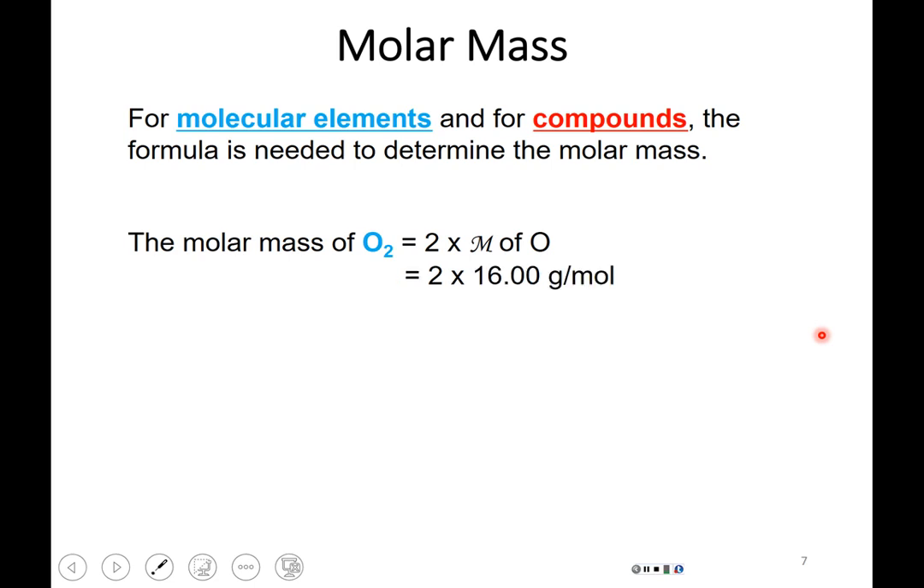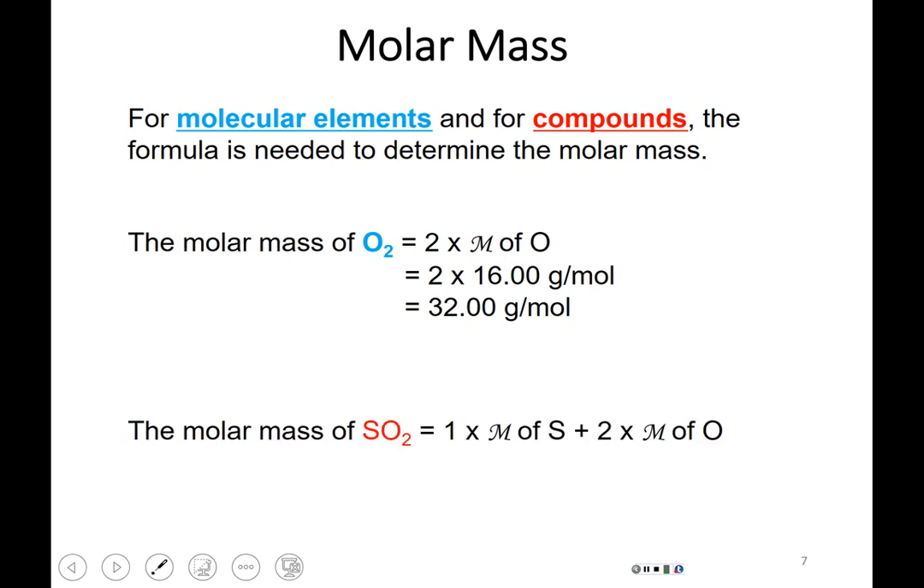Right? And if you look at the periodic table, you see that the atomic weight, the atomic mass of oxygen, is 16 grams per mole, approximately. Sometimes it's written as like 15.99, but for simplicity in this class, we can just call that 16. Right? So the molecular weight of oxygen gas, O2, would be 2 times 16 grams per mole, and that gives us 32 grams per mole.